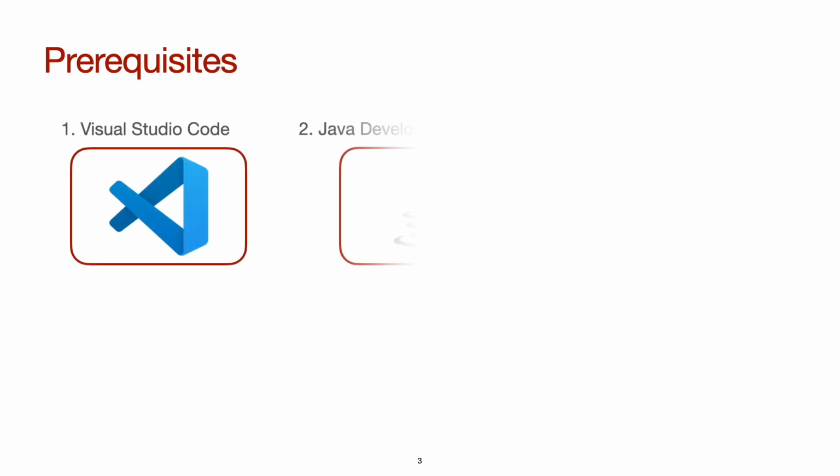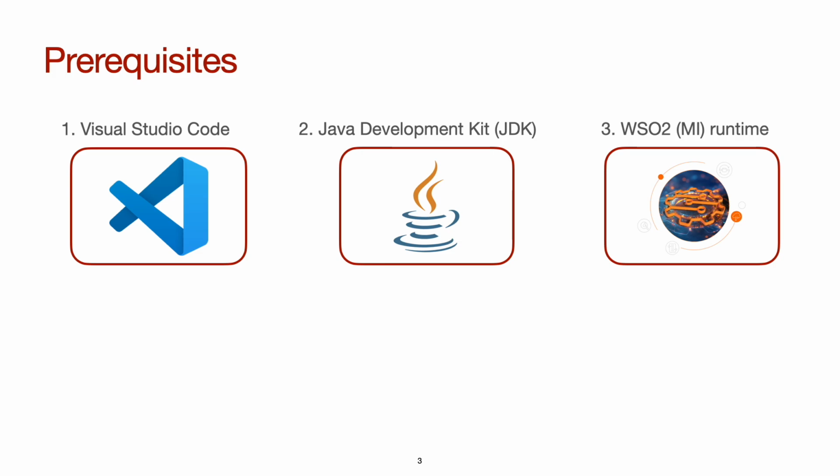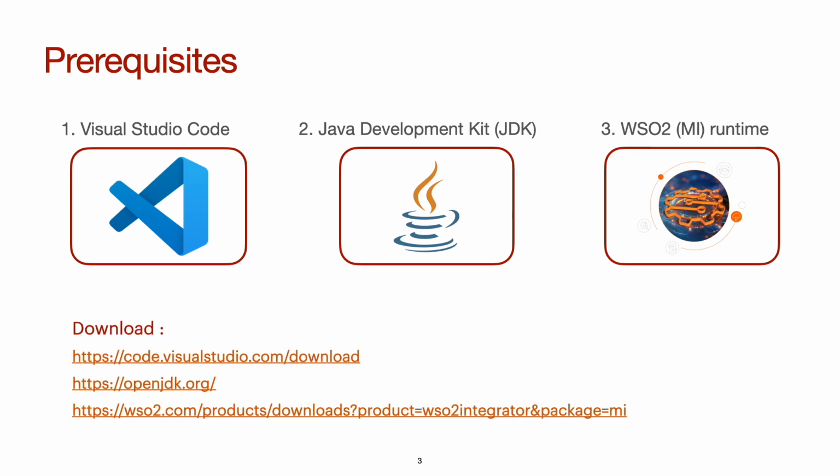If we talk about prerequisites, we must have 3 core software on our machine for development with VS Code. Baseline, we must have VS Code installed. Next, we must have a supported JDK according to the WSO2 MI runtime. Here are some of the links you can follow to download and set up the same.